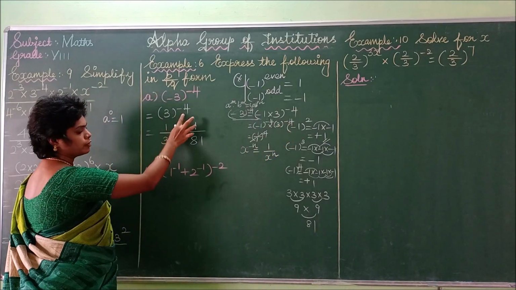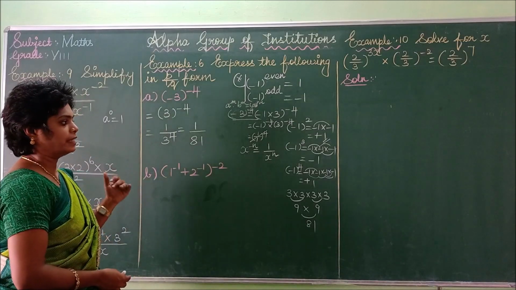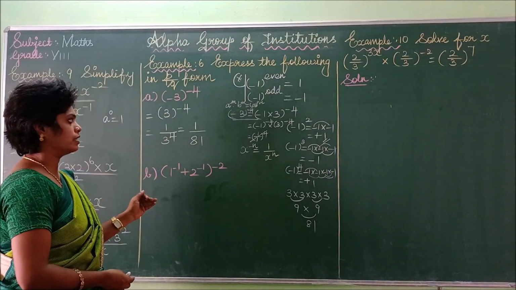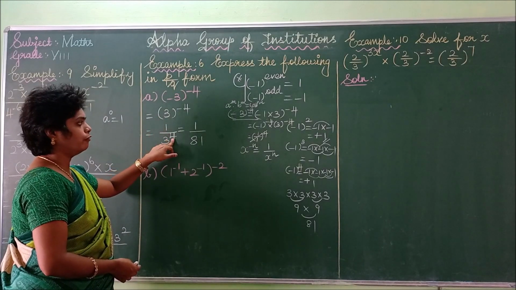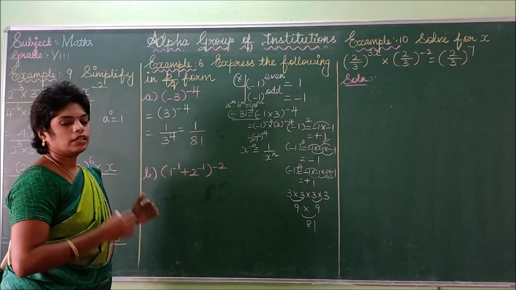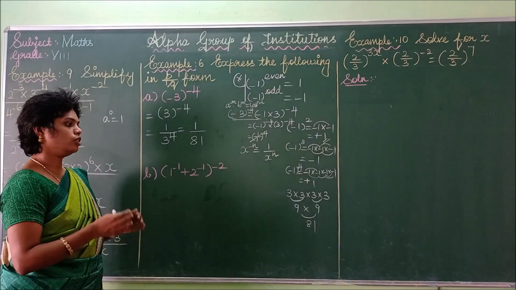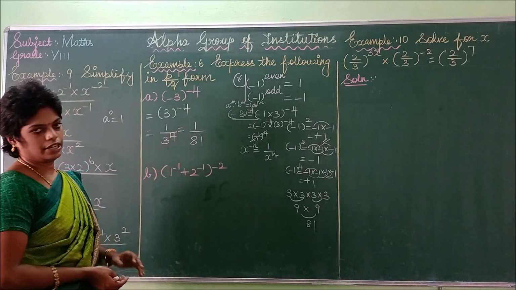So 3 power -4 is in the form of x power -n. What is x power -n? x power -n is 1 divided by x power n. That means 1 divided by 3 power 4. So 3 power 4 can be represented as 3 into 3 into 3 into 3, so that is 1 divided by 81.